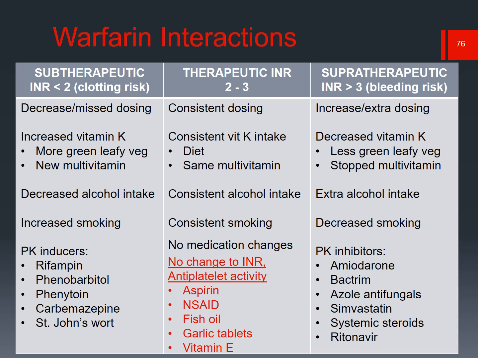Even more concerning, if they're having antiplatelet activity, that would put them at increased risk for bleeding because they're using both an anticoagulant, warfarin, and an antiplatelet, as listed here. So they may not get a change in their INR, but they're still at higher risk for bleeding. We have included in this list aspirin, which we know is a potent antiplatelet medication. We have NSAIDs, or non-steroidal anti-inflammatory drugs. That includes ibuprofen, naproxen, diclofenac, and the like. Fish oils, garlic tablets, and vitamin E oil. These are commonly used OTC products that will increase the bleeding risk without increasing the INR, so it's a dangerous mix.